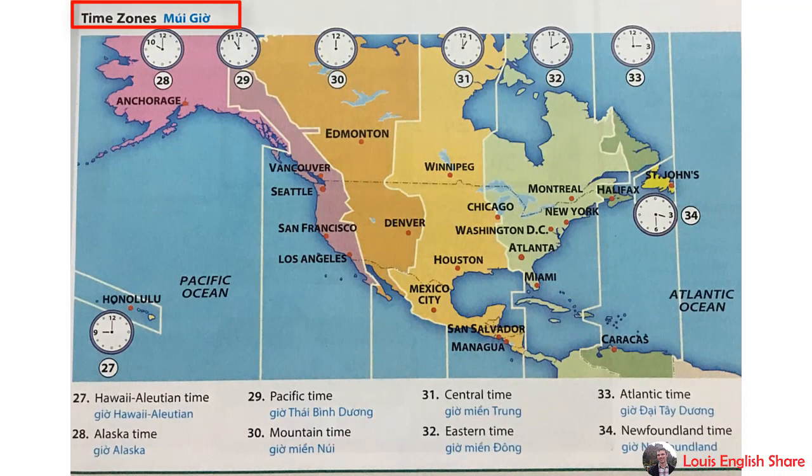Time zone. Hawaii Aleutian time. Alaska time. Pacific time. Mountain time. Central time. Eastern time. Atlantic time. Newfoundland time.